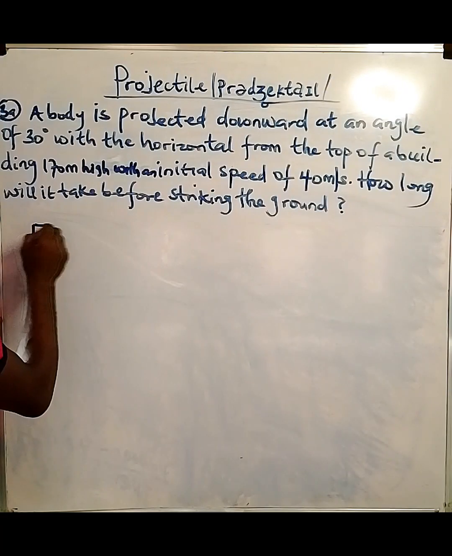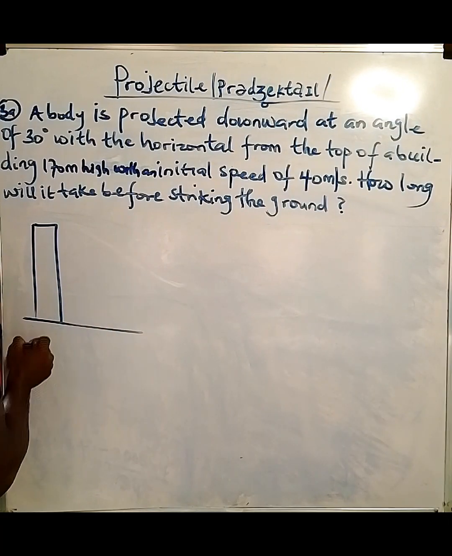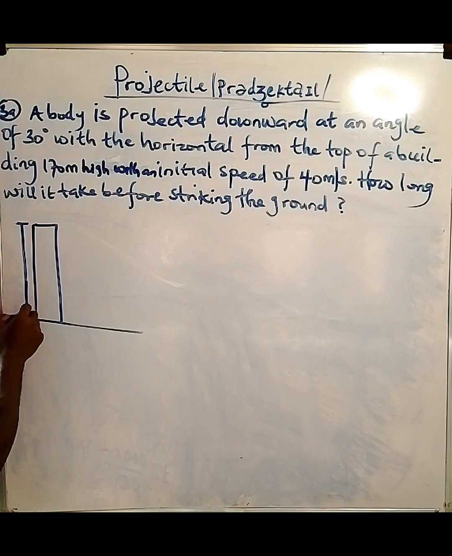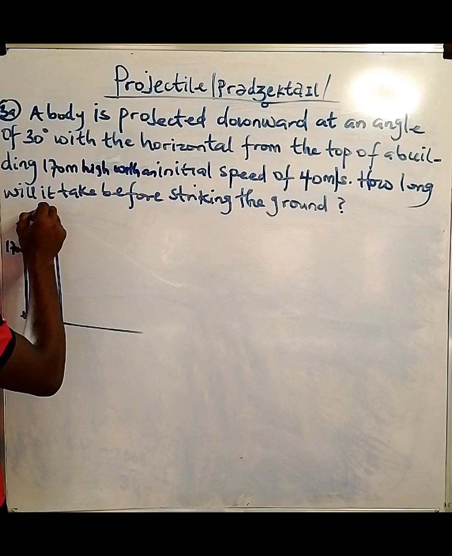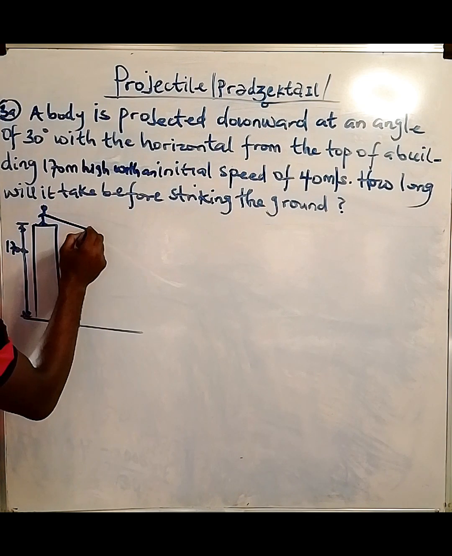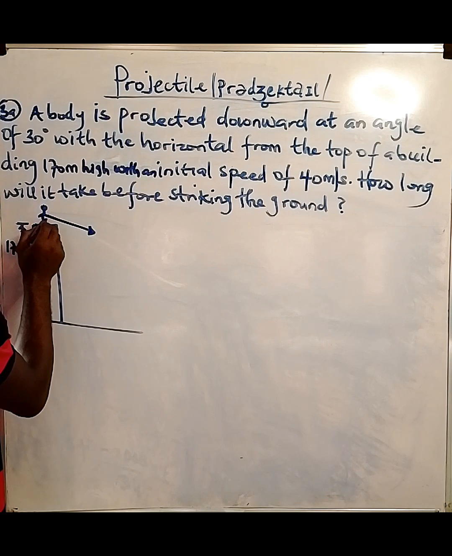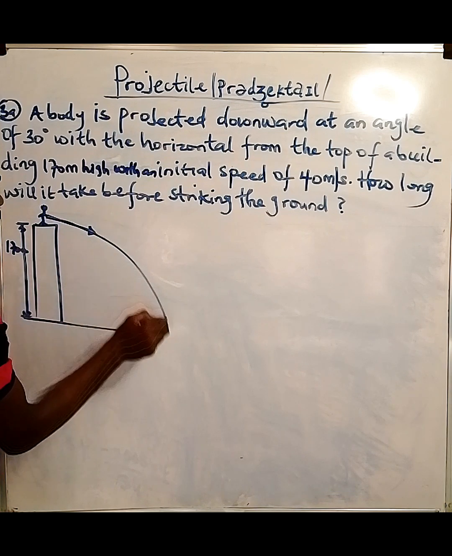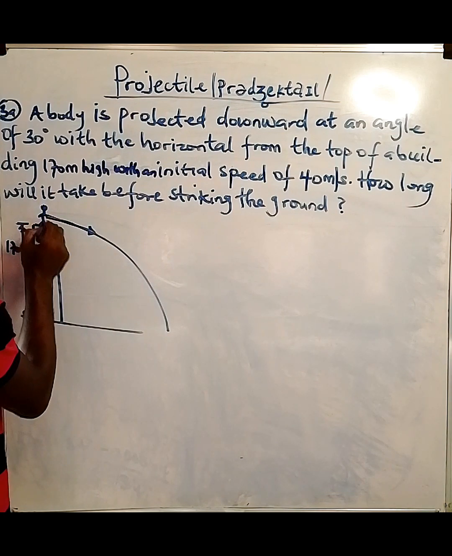So first of all, let's draw the building. Let's assume that we have a building like this, and the building is 170 meter high. That's the height of the building. Now somebody stands here and projects a body down, an object. The body could be anything. It could be a stone, or whatever it could be.